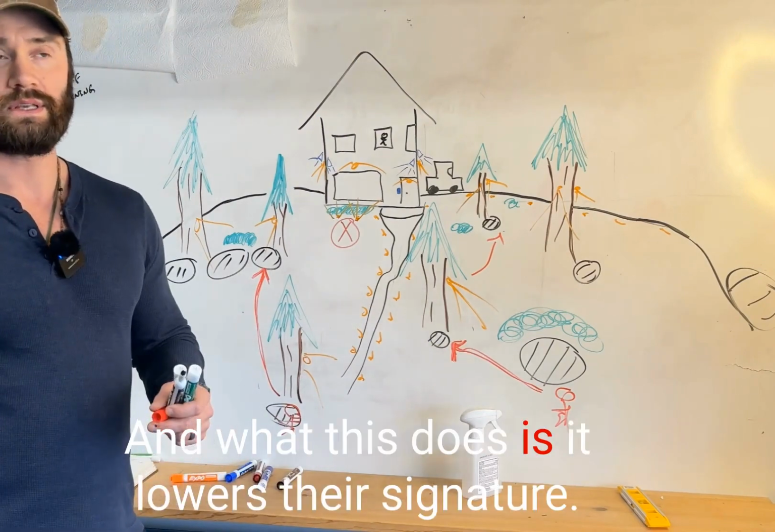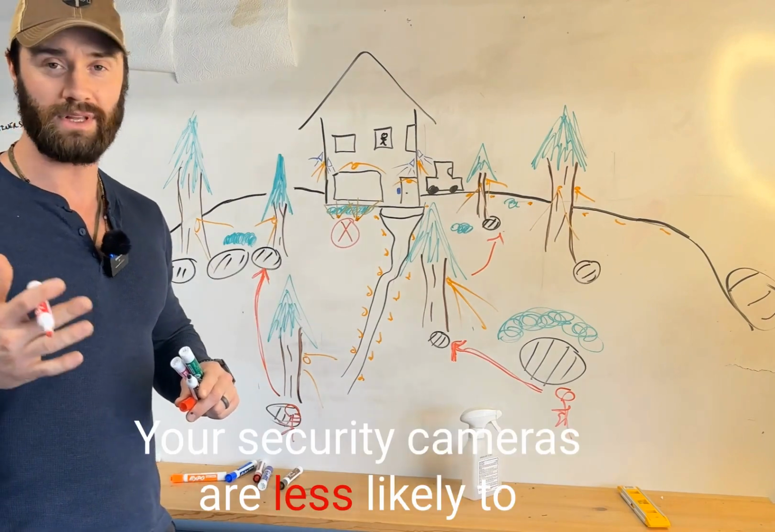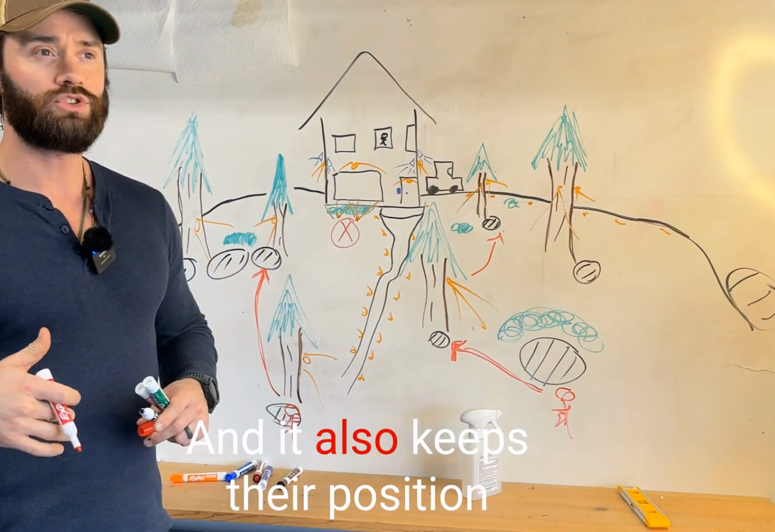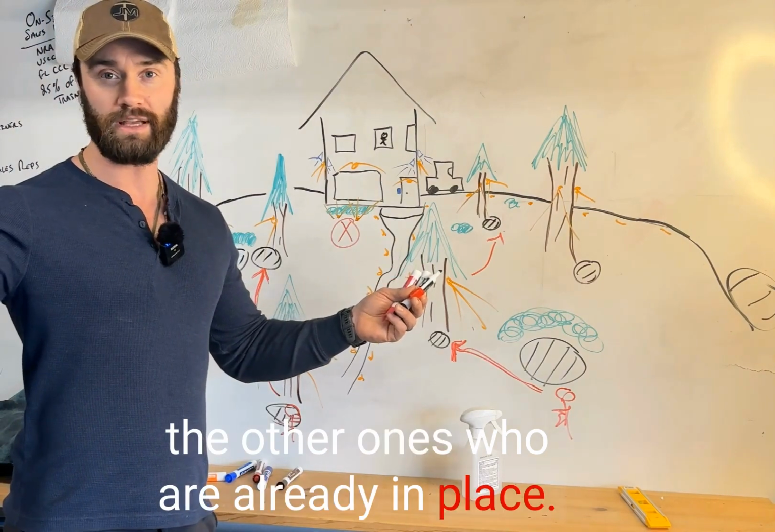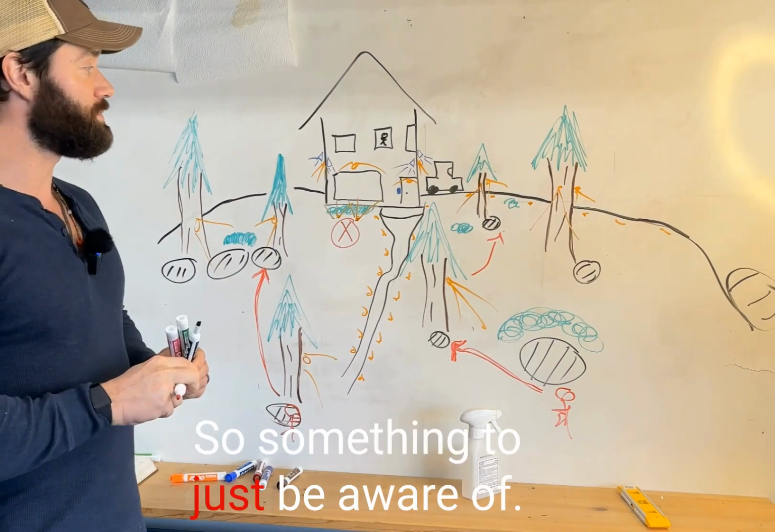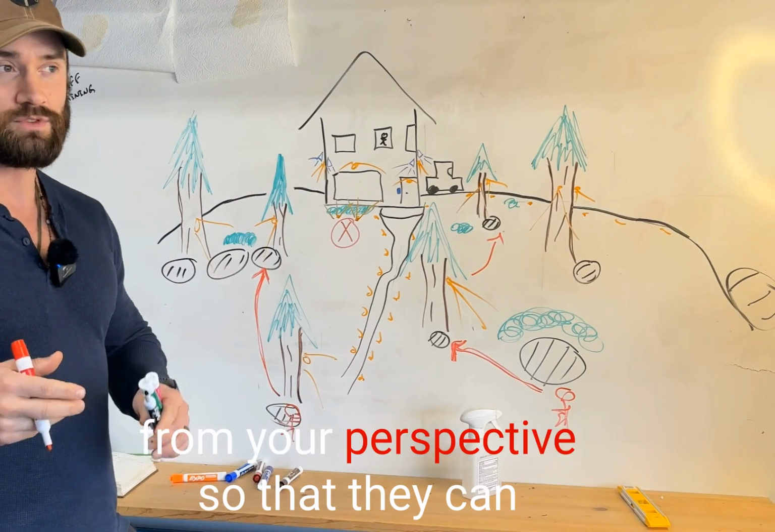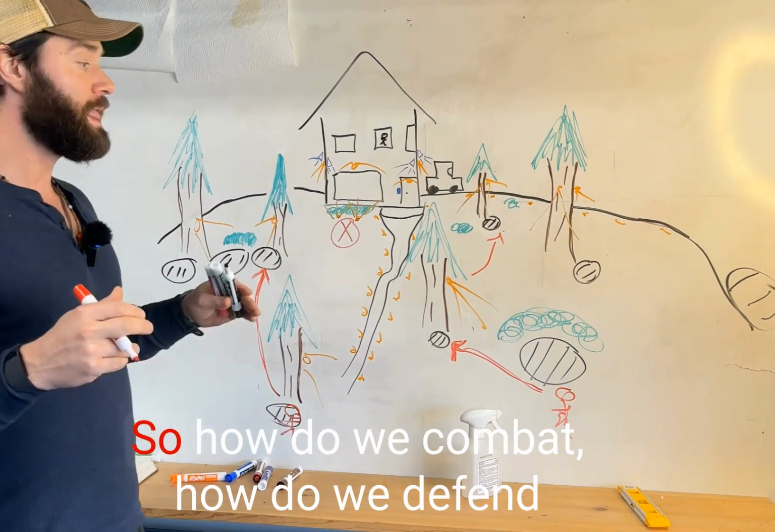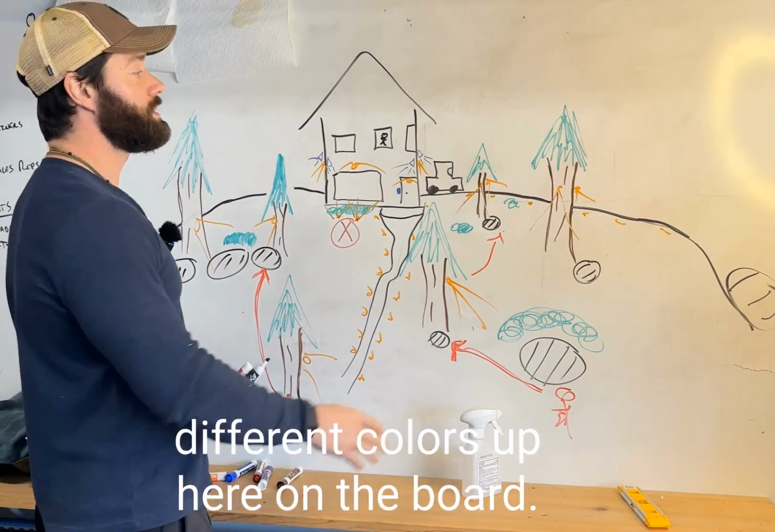And what this does is it lowers their signature, so you don't just see a bunch of people moving in on your house. Your security cameras are less likely to pick up all of the minimal movement as opposed to that mass movement. And it also keeps their position hidden from you, so if you do see one, you're not seeing the other ones who are already in place. And in this case, what we're going to talk about are armed and very dangerous. So something to just be aware of. Criminals will use dead space as concealment from your perspective so that they can move upwards in a bounding fashion, if they're well trained, towards your home. So how do we combat, how do we defend our home against this type of stuff? Well, you're going to see a couple of different colors up here on the board.